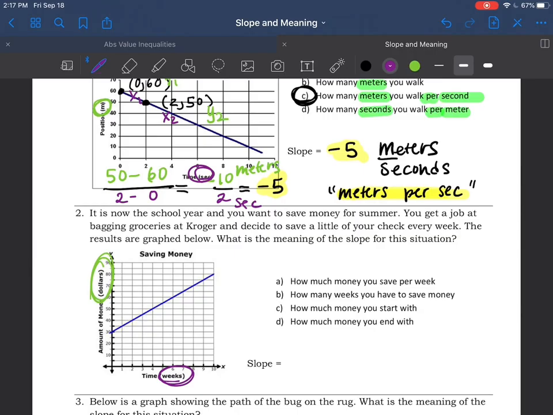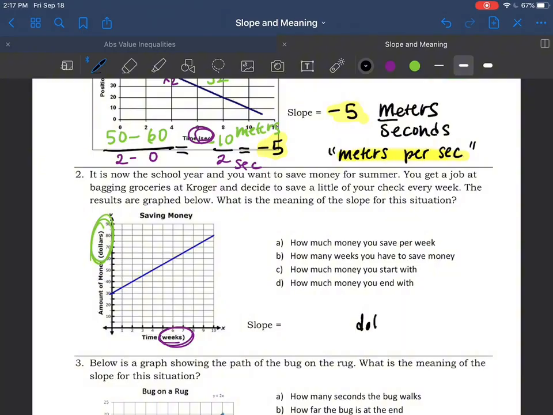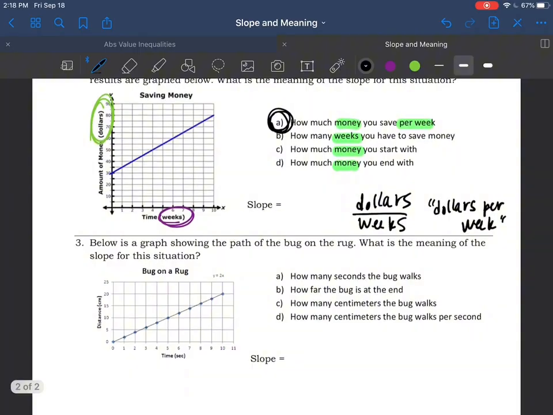Dollars per week. So change in Y would be dollars. Change in X would be weeks. So dollars per week. Let's look at our choices for meaning. How much money per week? Weeks, money, money. Okay, so you're always looking for that per week, something that tells me it's a rate, and so A would be our answer here.